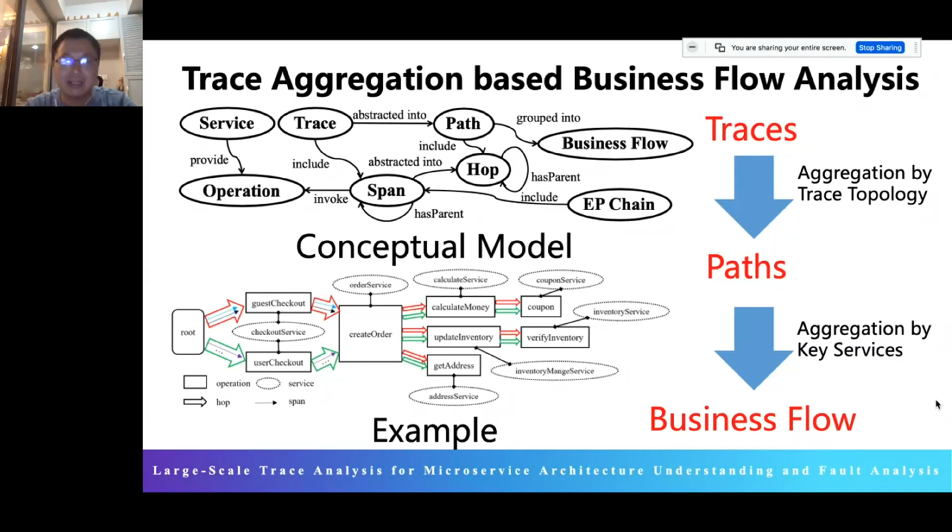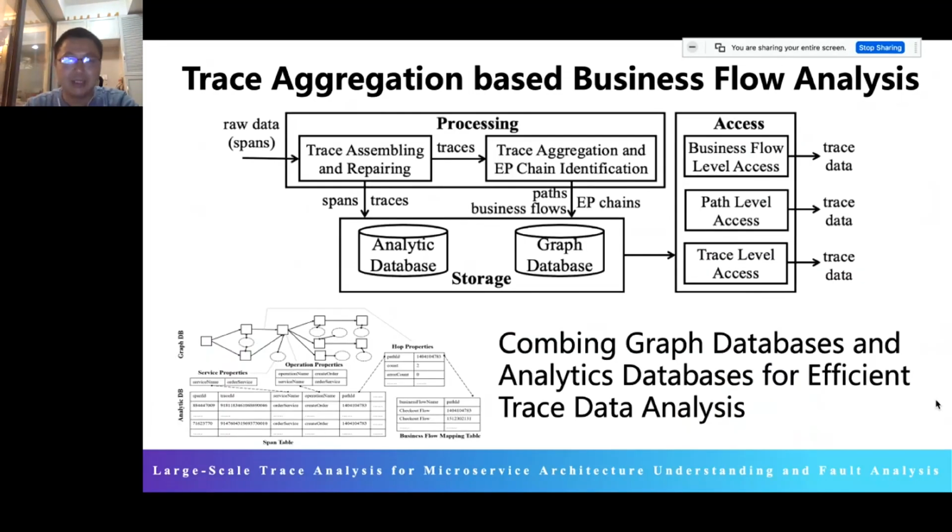That means that for each business, we can define a set of key services. For all the parses that include all of the services in the set of key services, we can aggregate them together. So based on these two levels of aggregation, we can aggregate the huge number of traces into a very small number of business flows for our further analysis.